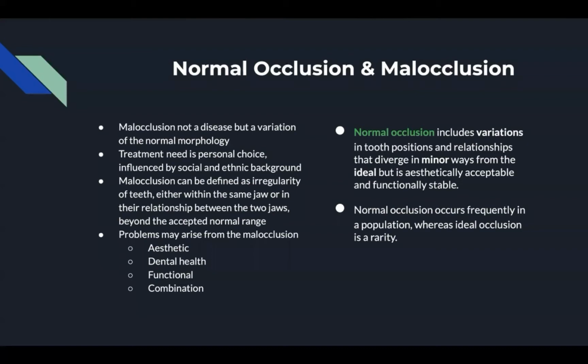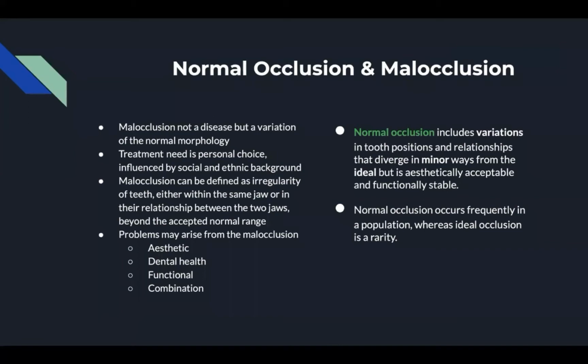Treatment need is completely a personal choice, and it is usually influenced by social and ethnic background. Malocclusion can be defined as irregularity of the teeth, either within the same jaw or in the relationship between the two jaws, beyond what is accepted in the range.